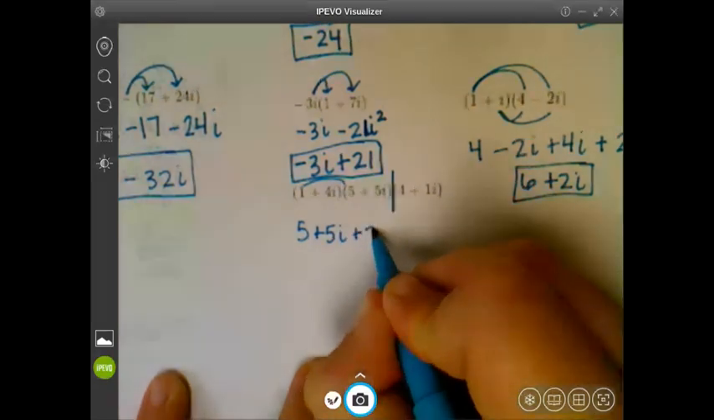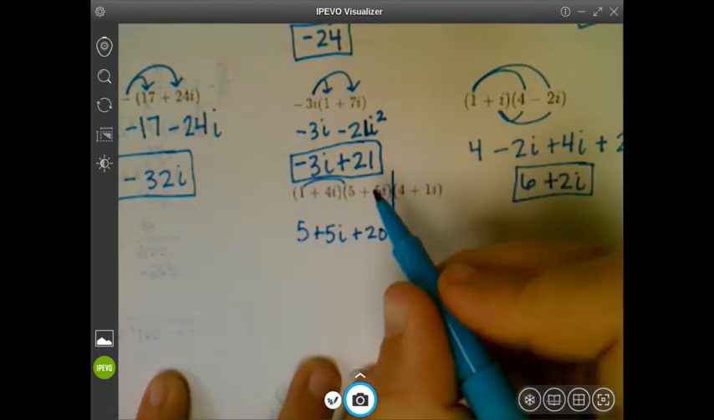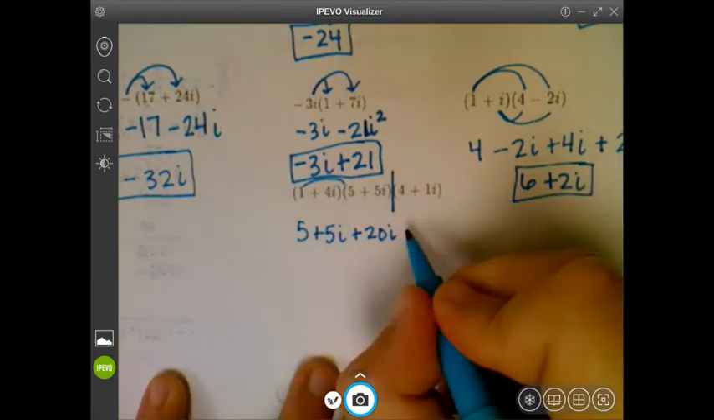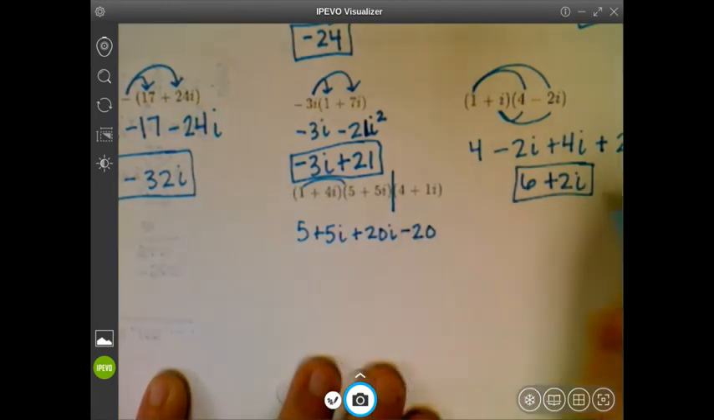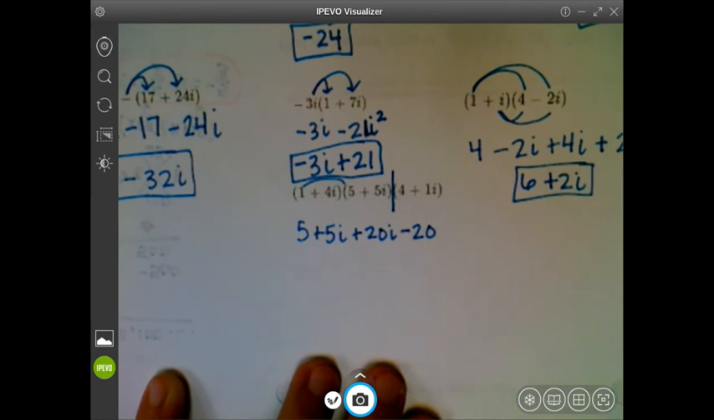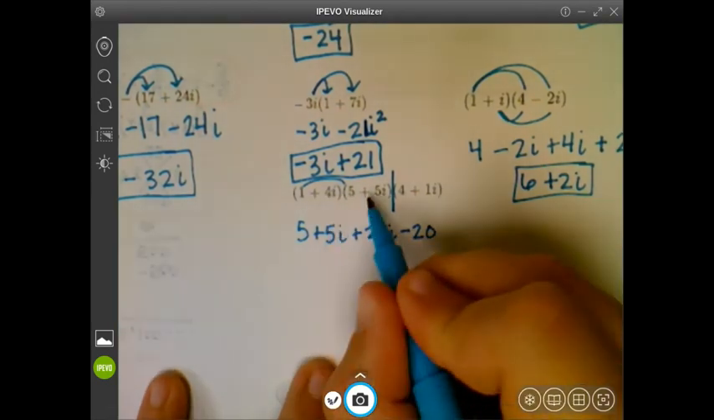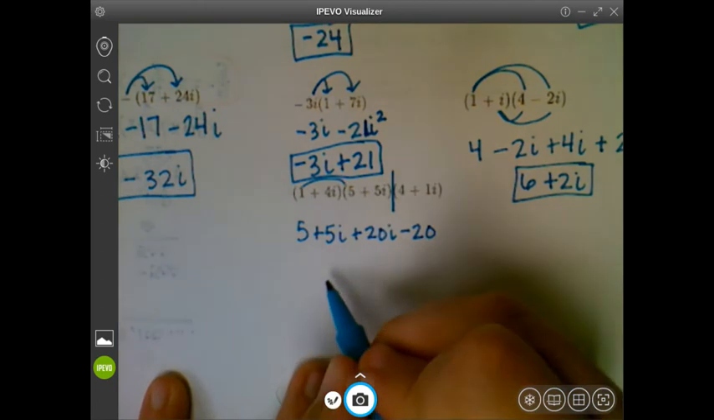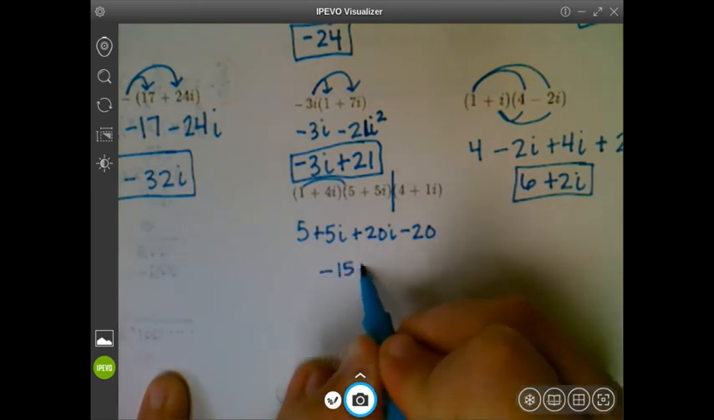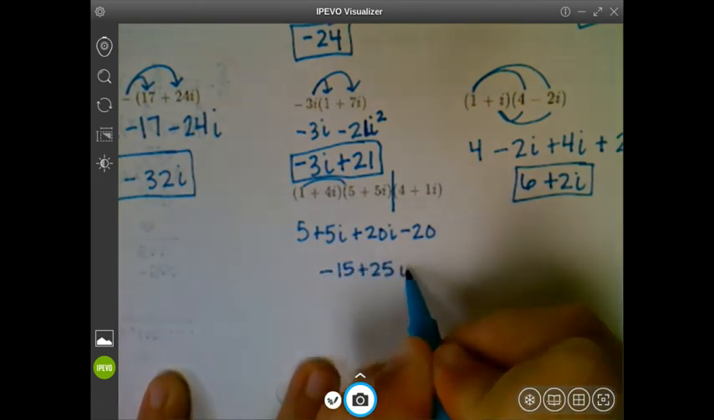plus 20i, and then that would be a plus 20i squared, and because that has an i squared, it's going to change it from a plus 20 to a minus 20. And that's these first two multiplied together. Combining like terms, negative 15 plus 25i.